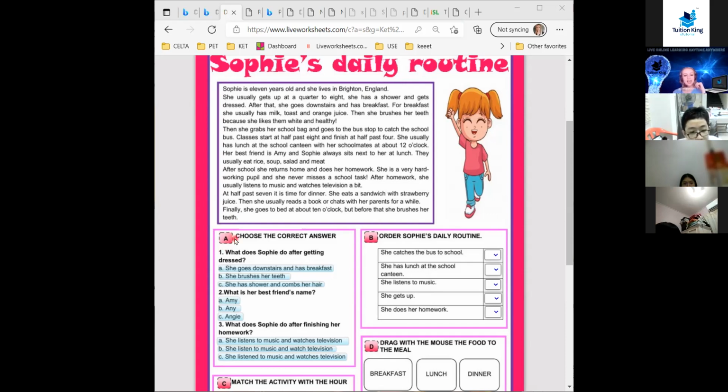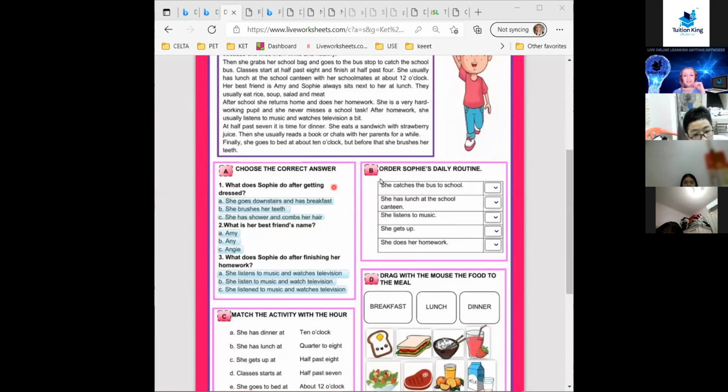Now in task A, you need to choose the correct answer. So you're going to read the questions and choose the correct answer. If you're not sure about the answer, go back to the text and try to find it. Then in task B, order Sophie's daily routine. What is the first thing she does? What is the last thing? So you need to order them.